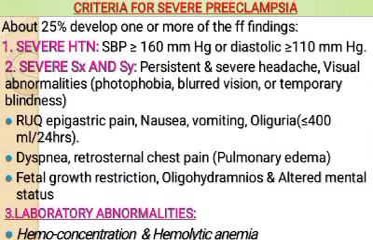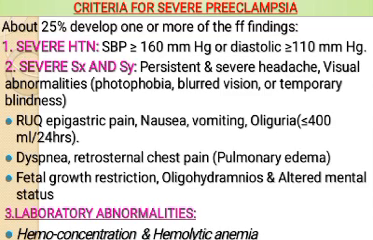Criteria for severe preeclampsia. About 25% develop one or more of the following findings. 1. Severe hypertension: systolic blood pressure greater than 160 mmHg or diastolic greater than or equal to 110 mmHg. 2. Severe signs and symptoms.